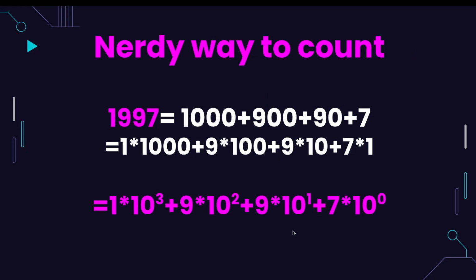So take the number 1997 for an example. Let's go back to our elementary school days where we studied place values. 1000 plus 900 plus 90 plus 7 is another way to represent 1997. And then we can expand this a bit more and say 1 times 1000 plus 9 times 100 plus 9 times 10 plus 7 times 1. And then we can get even more nerdy and say 1 times 10 to the power of 3 plus 9 times 10 to the power of 2 plus 9 times 10 to the power of 1 and 7 times 10 to the power of 0.